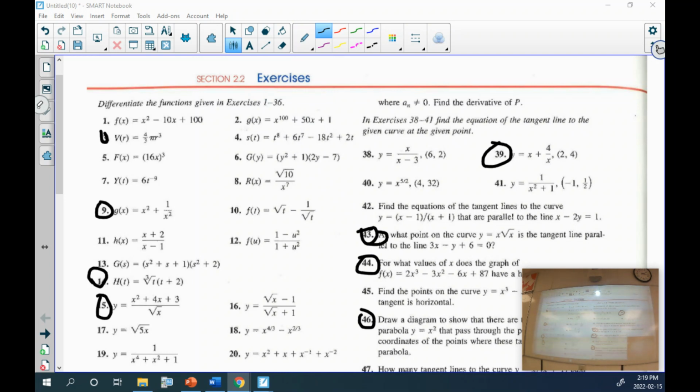Okay, so I want you to take the derivative of 4/3 pi r cubed. You don't like that. Is pi a number or is it a variable? It's a number. So you can take the derivative of that, right? The only variable in that case is r.